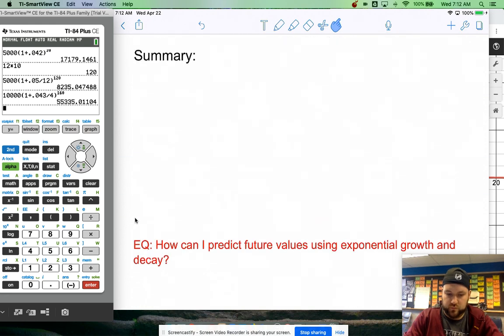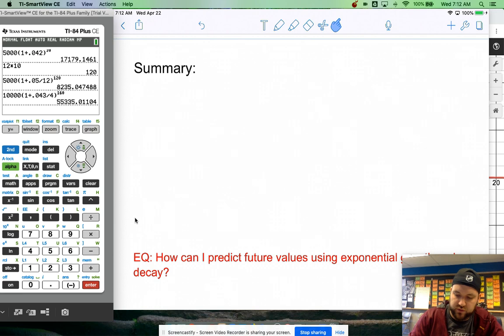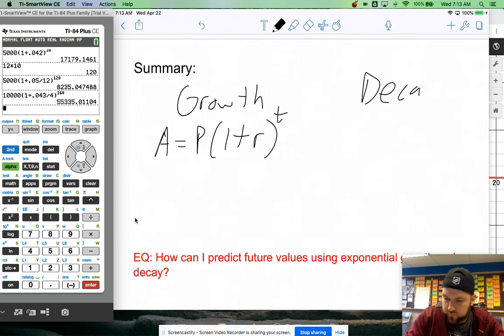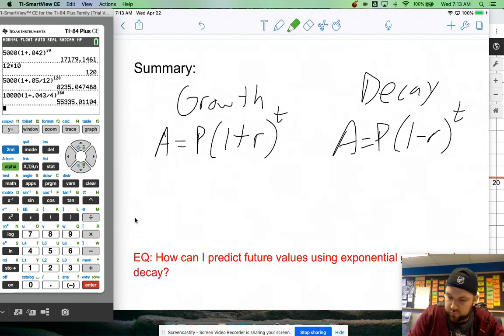So, to summarize, how can I predict future values using exponential growth and decay? For growth, we have A is equal to the present value times 1 plus R to the T. And for decay, we have A of T equals P times 1 minus R to the T. And again, there's a big difference in whether it's decay or are we talking about growth. And that'll do it for 7.1.